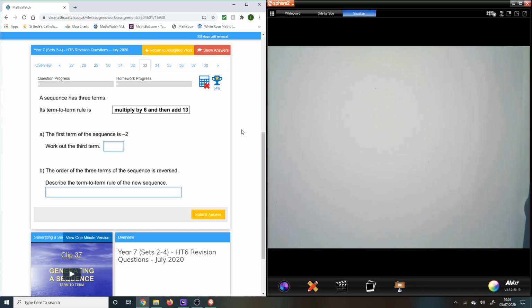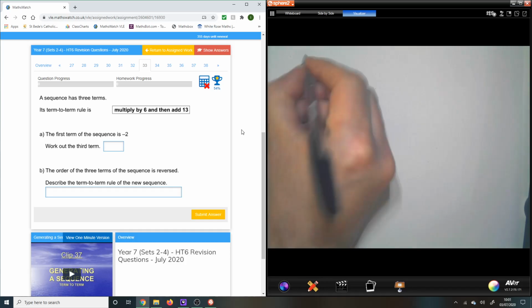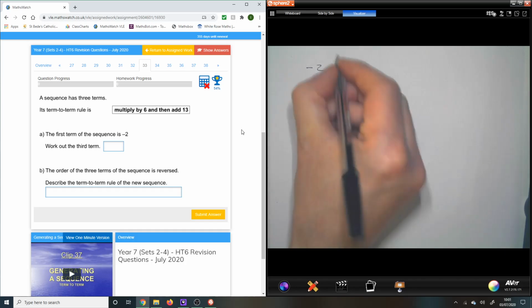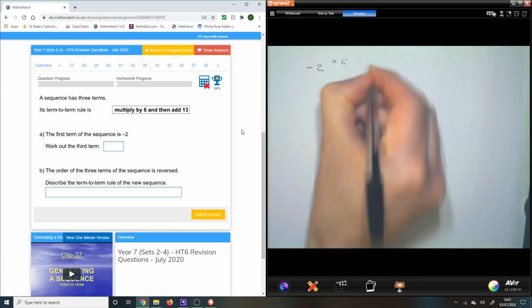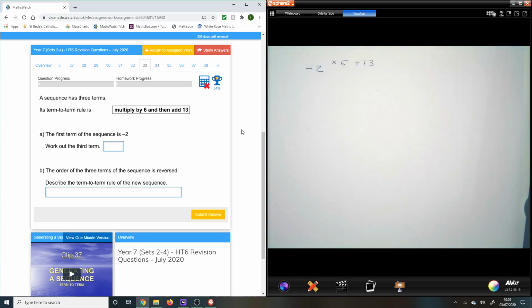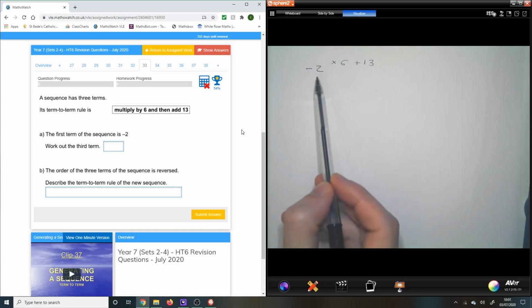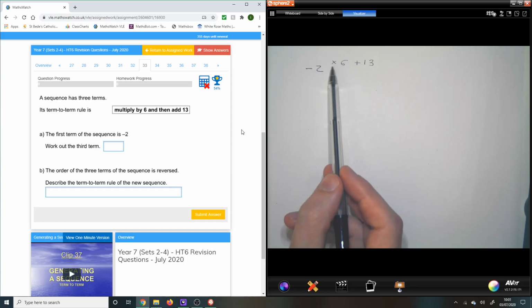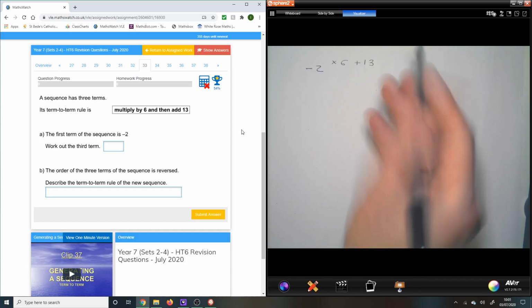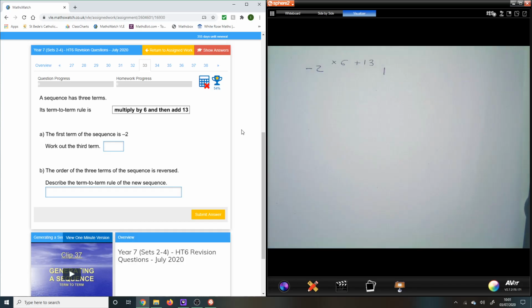Okay, so if we look at this one, then it tells us that the first term in the sequence is -2, and it tells us that our rule is that we times by 6 and we add 13. So if we take our first term and we times it by 6, so -2 times 6 is -12. -12 plus 13 is 1.